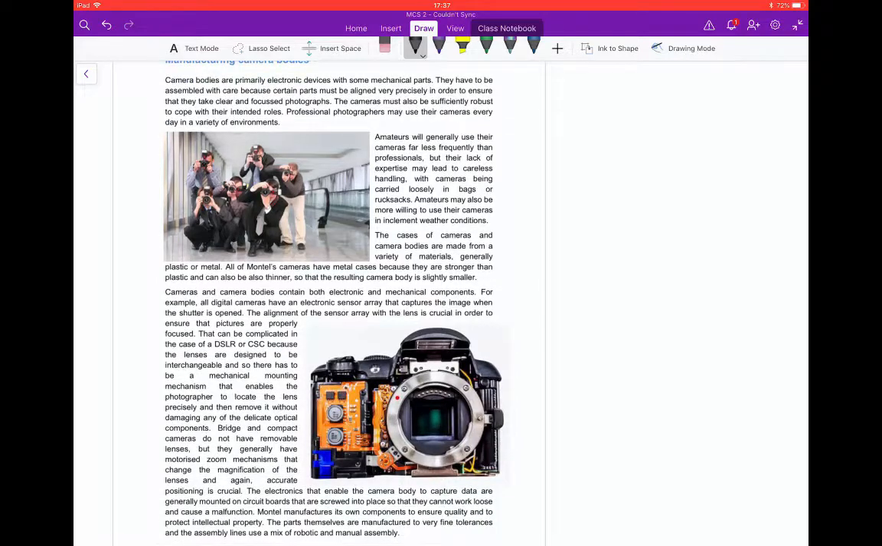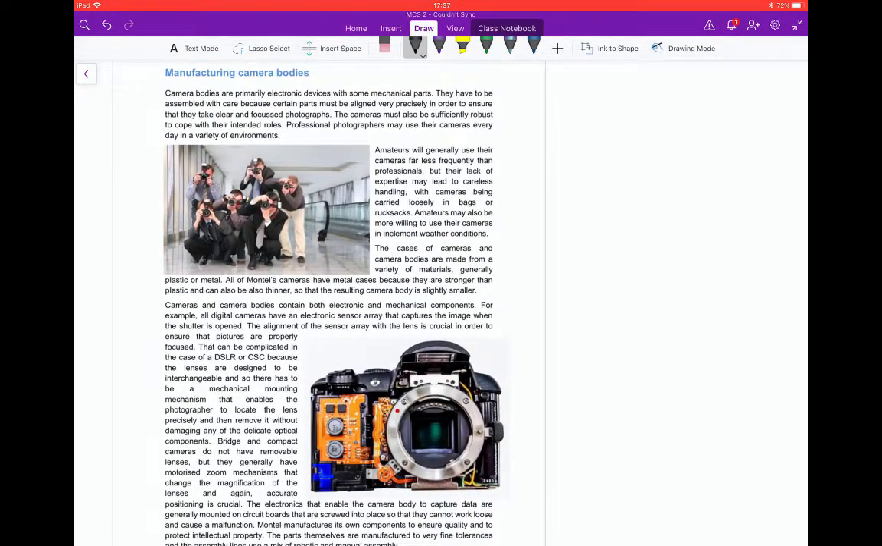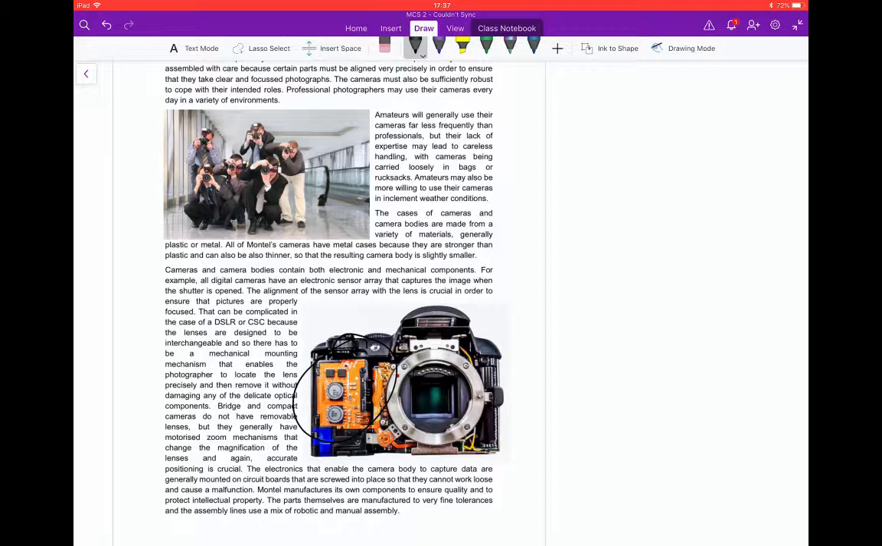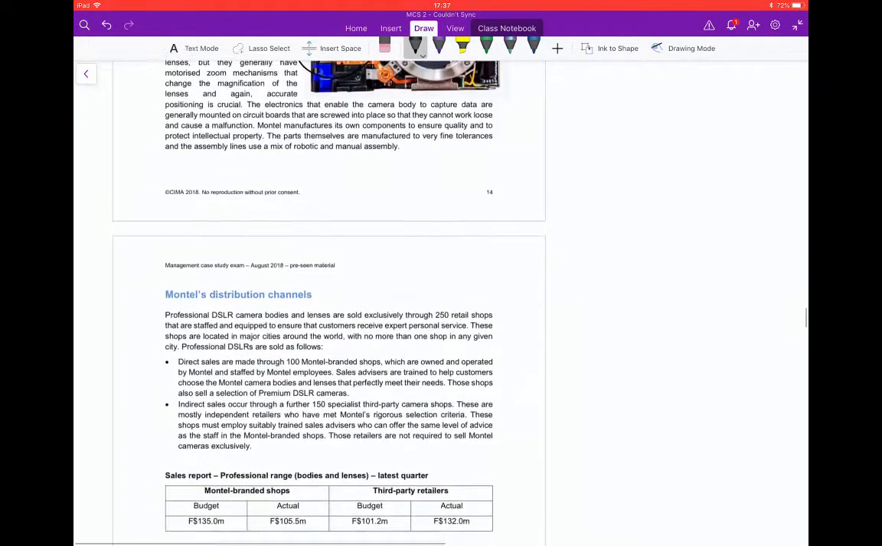The manufacturing of the camera bodies over the page, again, nothing majorly significant other than the fact that it does have electronic components that are built into this that have to be bought in from other suppliers, which relates to a dependency on them. But again, there's nothing specific that stands out from here that leads to a direct question that I think you'd have to be concerned about in advance.